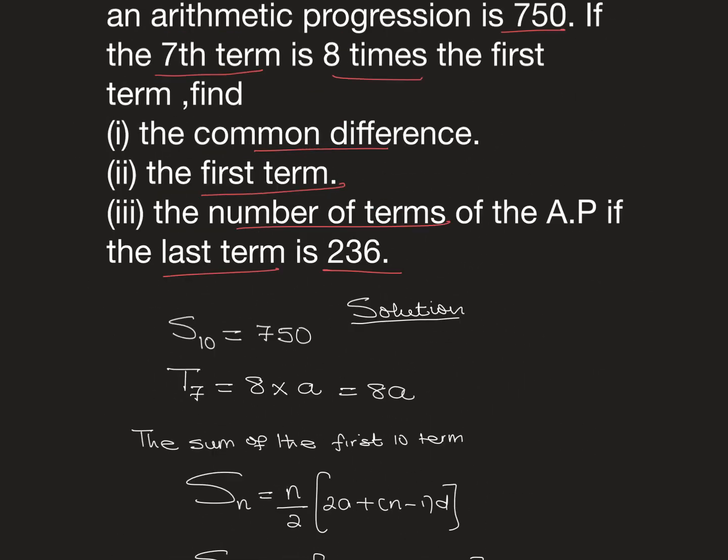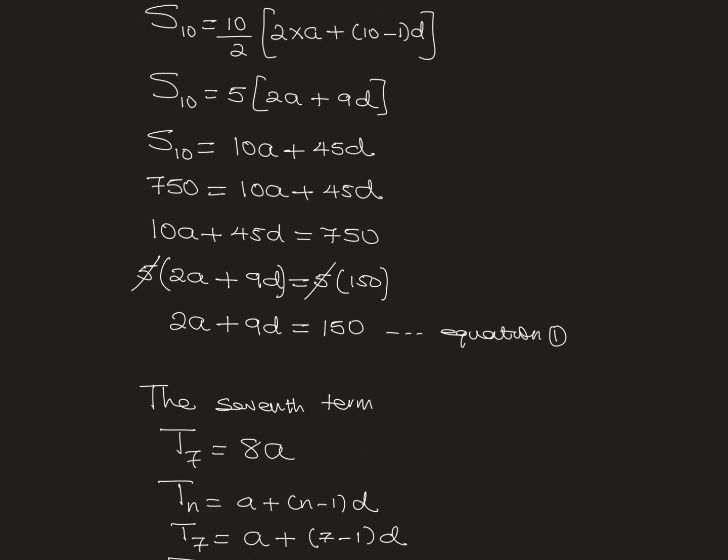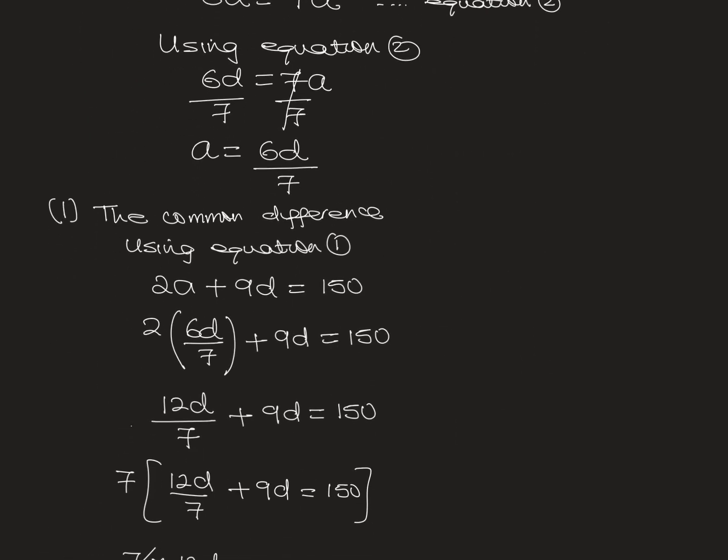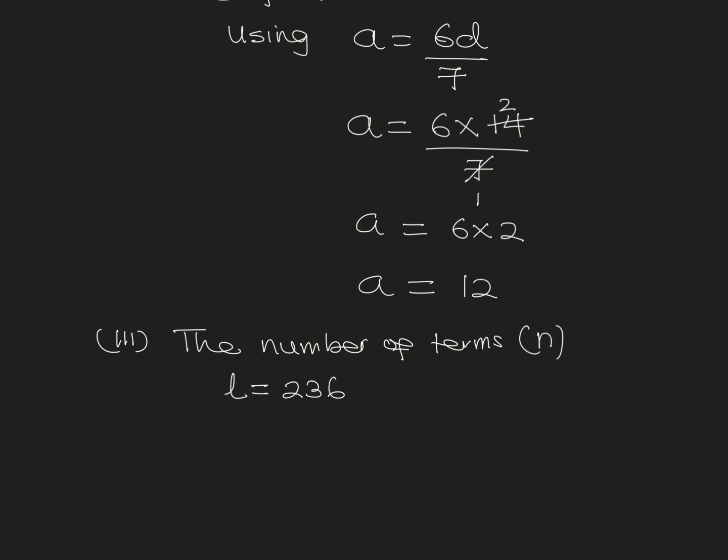So moving on to the third question, it asks us to find the number of terms of the AP if the last term is 236. So we want to find the number of terms if the last term is 236. The number of terms, that is n. We are given that the last term is 236.